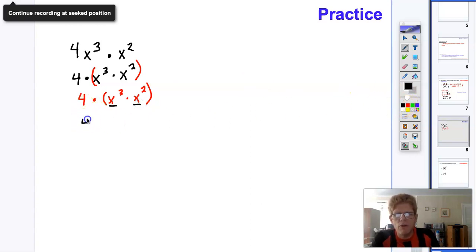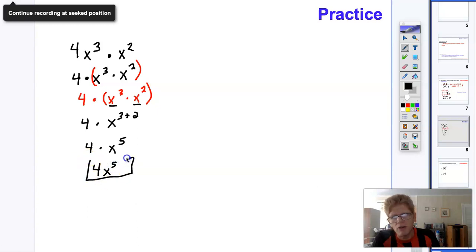That leaves me with 4 times x to the third plus 2, which ends with 4 times x to the fifth, or 4x to the fifth. Now this is the simplest way to write it, and that's the way you're going to want to write it, because there's no real need to leave that little dot in there if we can write it simply and mean the same thing. 4x to the fifth is the simplest version of our answer.